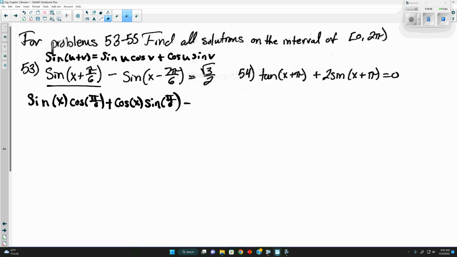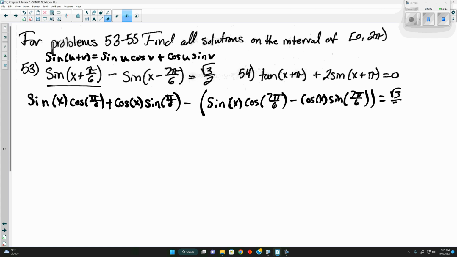Minus. We'll have to put the second one in parentheses because the negative will distribute to both terms. And for this one here, we're going to have sine of x cosine of 7 pi over 6 minus cosine of x sine of 7 pi over 6 is equal to square root 3 over 2. This here is a little bit easier to work. Because if we look at this here, especially with the unit circle, we can start simplifying some things.